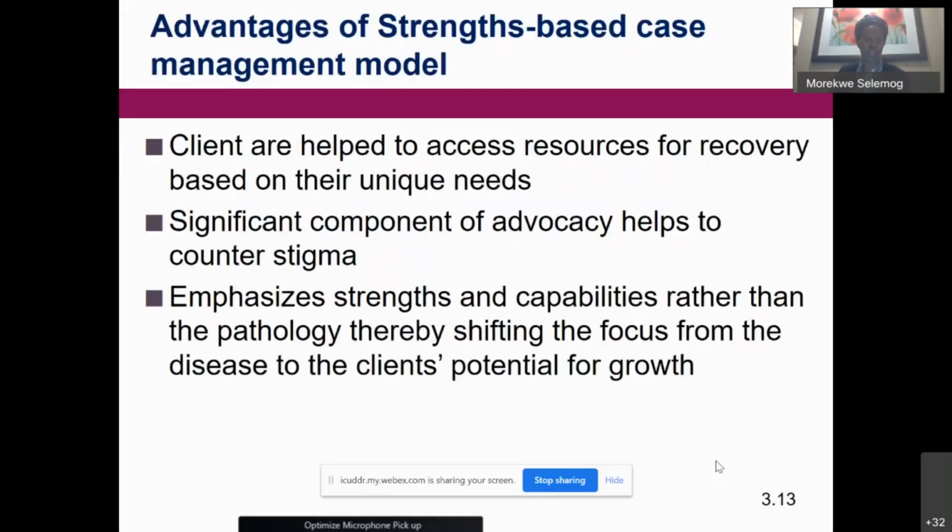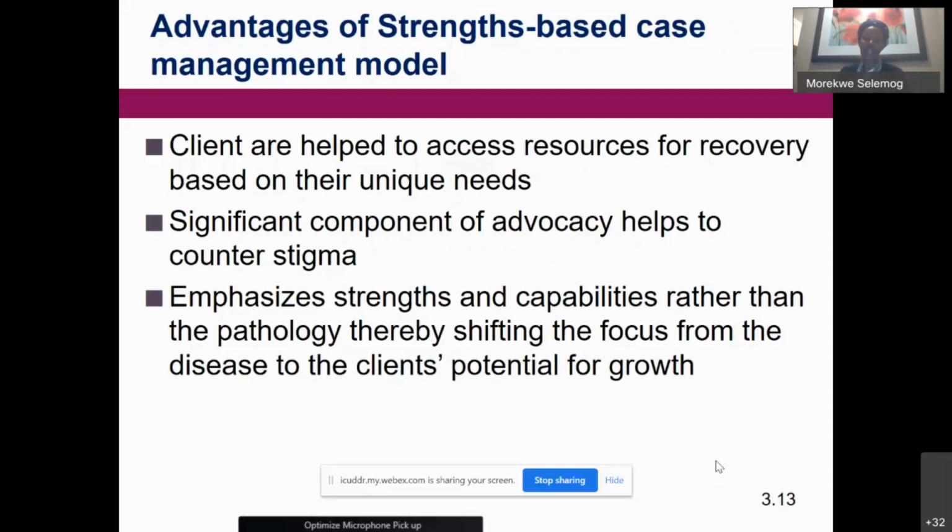I'm going to go a little bit faster. The advantage is that clients are helped to access resources for recovery based on their unique needs, right? And they also participate in identifying their needs. There's a significant component of advocacy that helps to destigmatize SUD. So advocacy actually also helps to destigmatize substance use disorders.